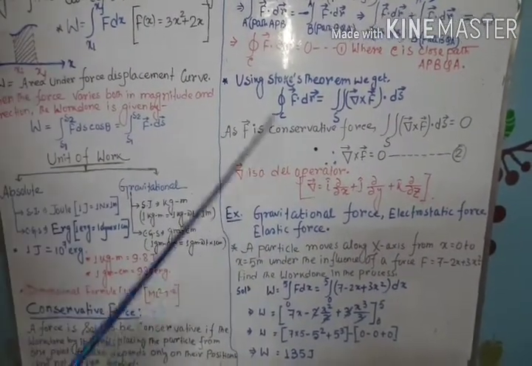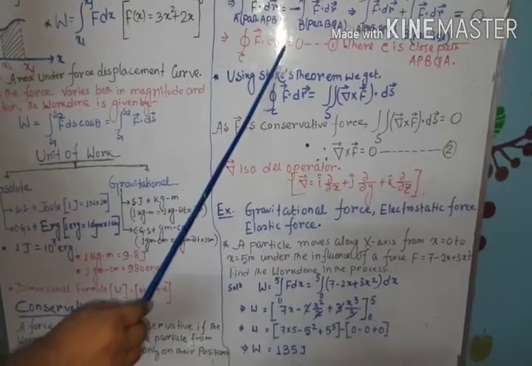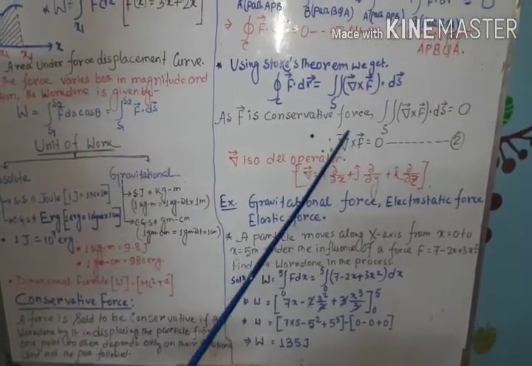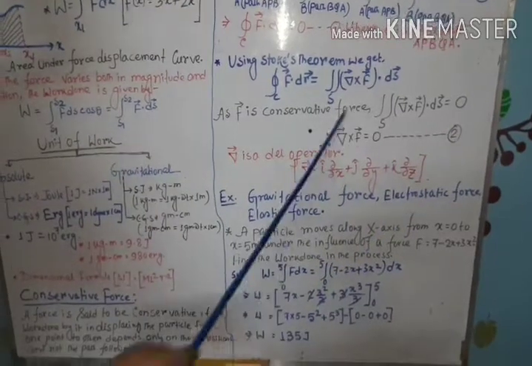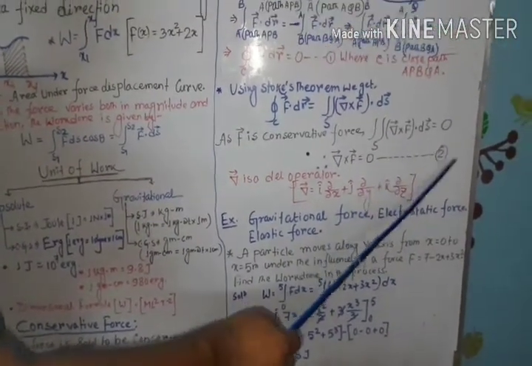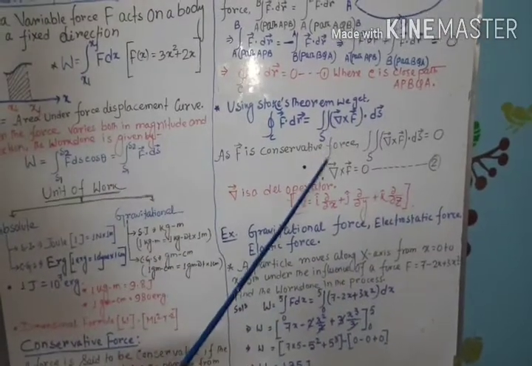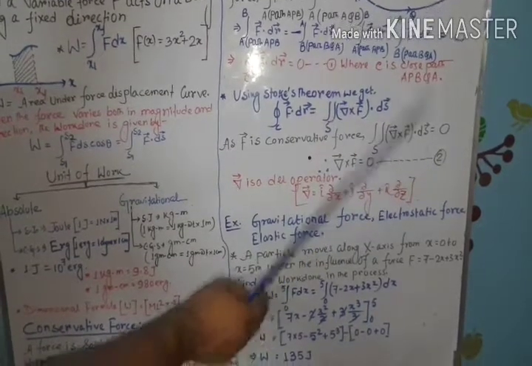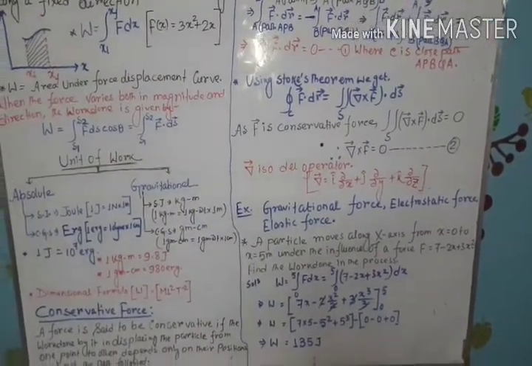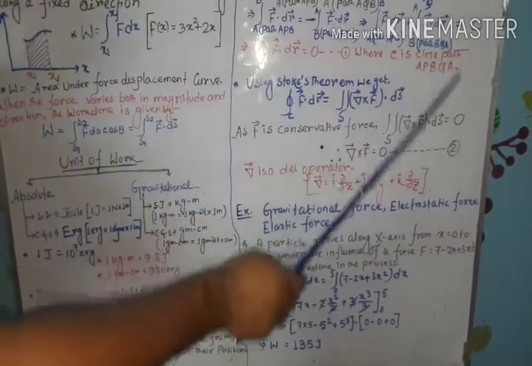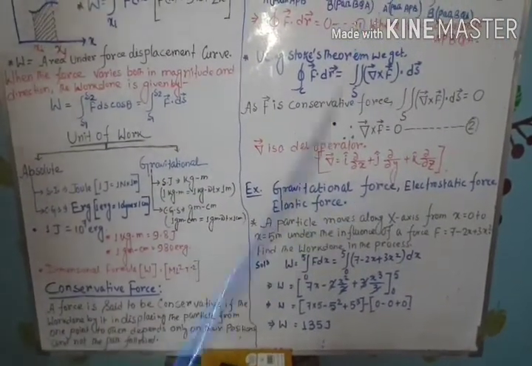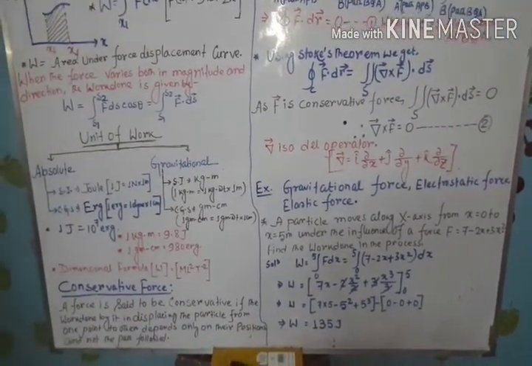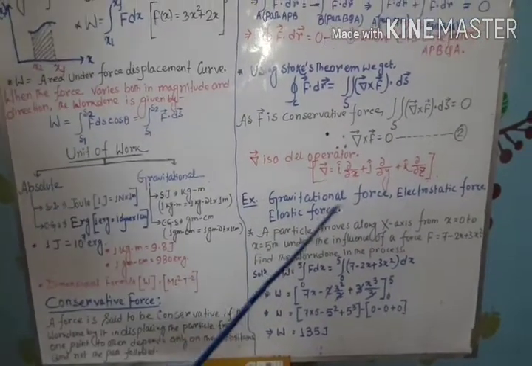Now student, as this force is conservative, this is equal to 0, so this is also 0, and from this equation we can write curl of F equal to 0. This is another way by which you can say whether a force is conservative or not. If the curl of a force is 0, then you can say that force is also a conservative force. Some examples of conservative forces are gravitational force, electrostatic force and elastic force. These are central forces, and this type of force are conservative forces.